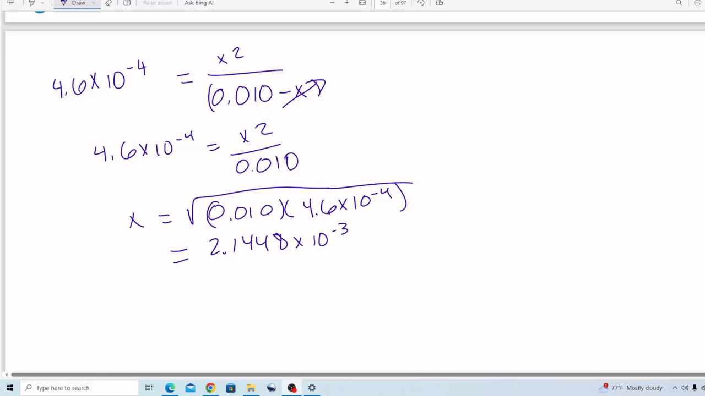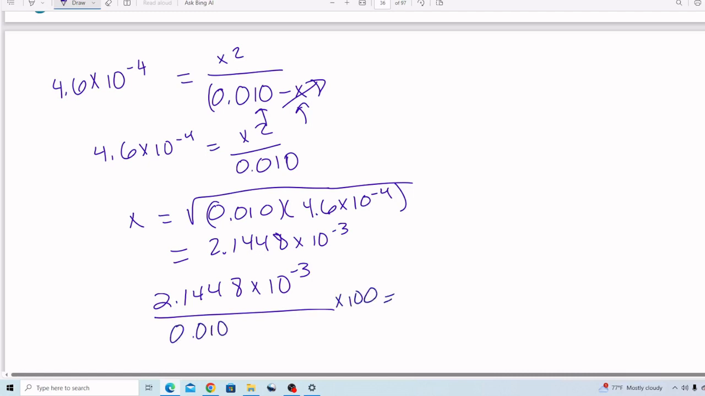If we check our X is small approximation, we put on the top the thing that we subtracted, that's our X, divided by the thing we subtracted it from, 0.010, times 100, and that gives us 5%. So our approximation is invalid. So we need to go back and work this problem using the quadratic formula.